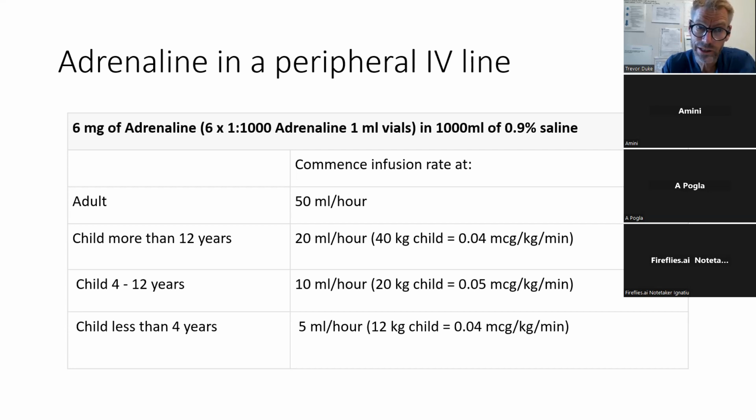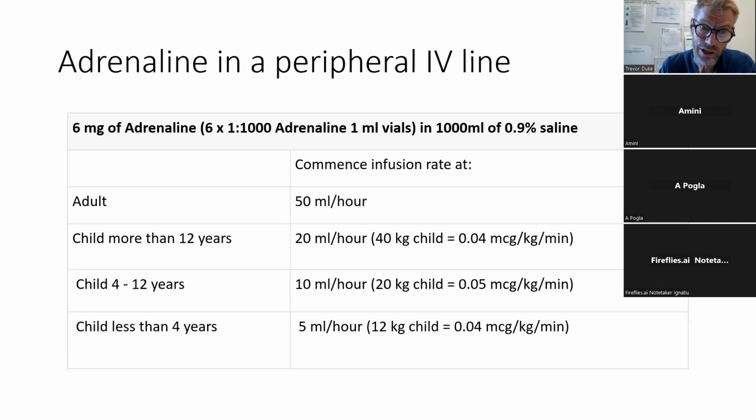And this is the way you can make it up. If you put 6 milligrams of adrenaline, 6 vials, in 1 litre of normal saline, and then run that in an adult, you run it at 50 mils an hour. In a child more than 12 years, run it at 20 mils an hour. In a child between 4 and 12 years, run it at 10 mils an hour. And a child less than 4, just run it at 5 mils an hour.